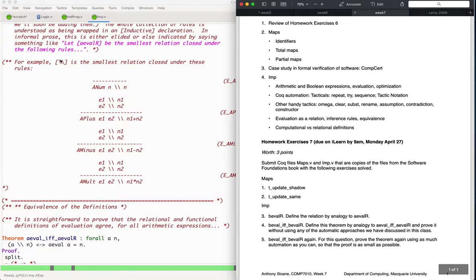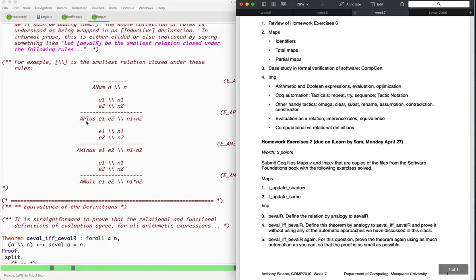In this notation, they're using this double slash to denote the relation, so you should read this as "this expression has this value." So it's a pair. As before, the value of a numeric constant expression is just the number that's in it. So a num n is related to n.